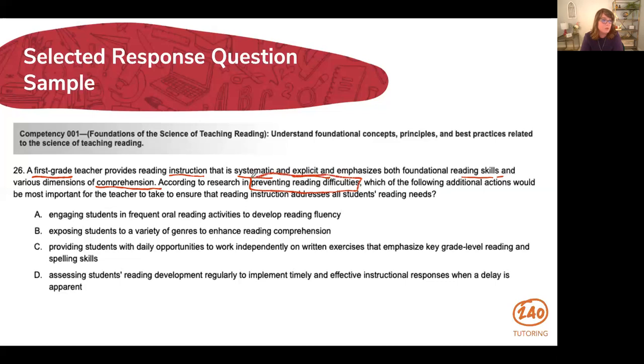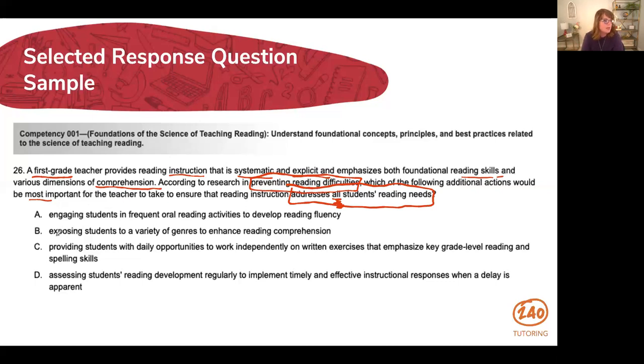So I'm trying to prevent those reading difficulties. Which of the following actions would be most important for the teacher to take to ensure reading instruction addresses all students' needs? The key there is we're trying to meet all students' needs. So those are keywords as we look at these answer choices. We need to look at these answer choices with those things in mind: preventing reading difficulties and addressing all students' needs. We know the instruction's already on par because it's the same verbiage from the descriptive statement and the competency.